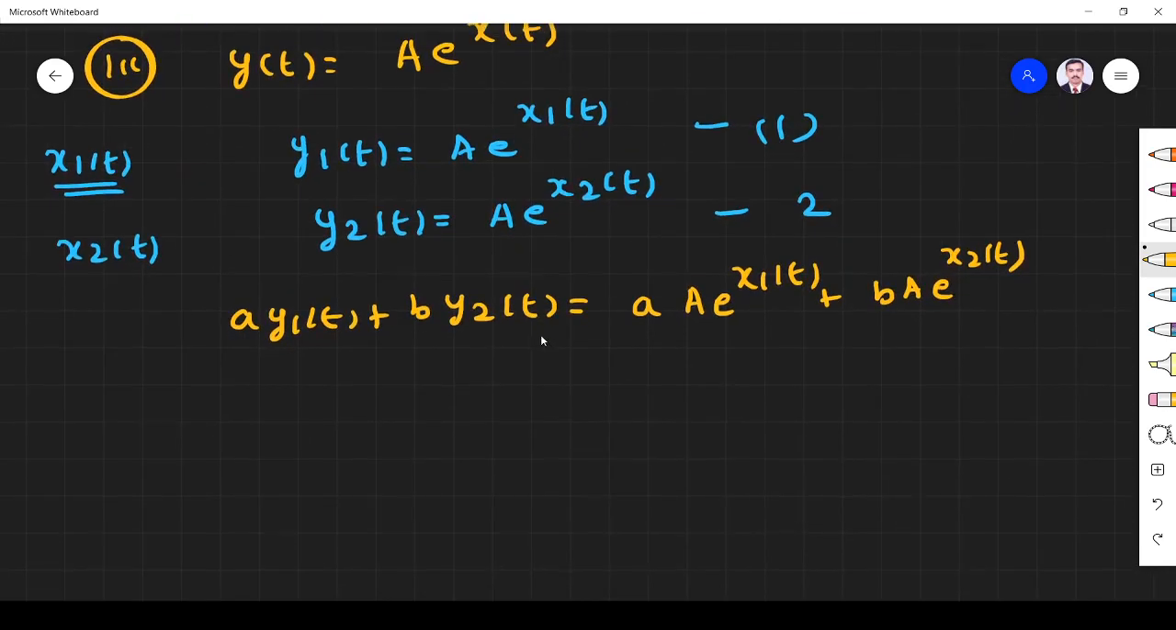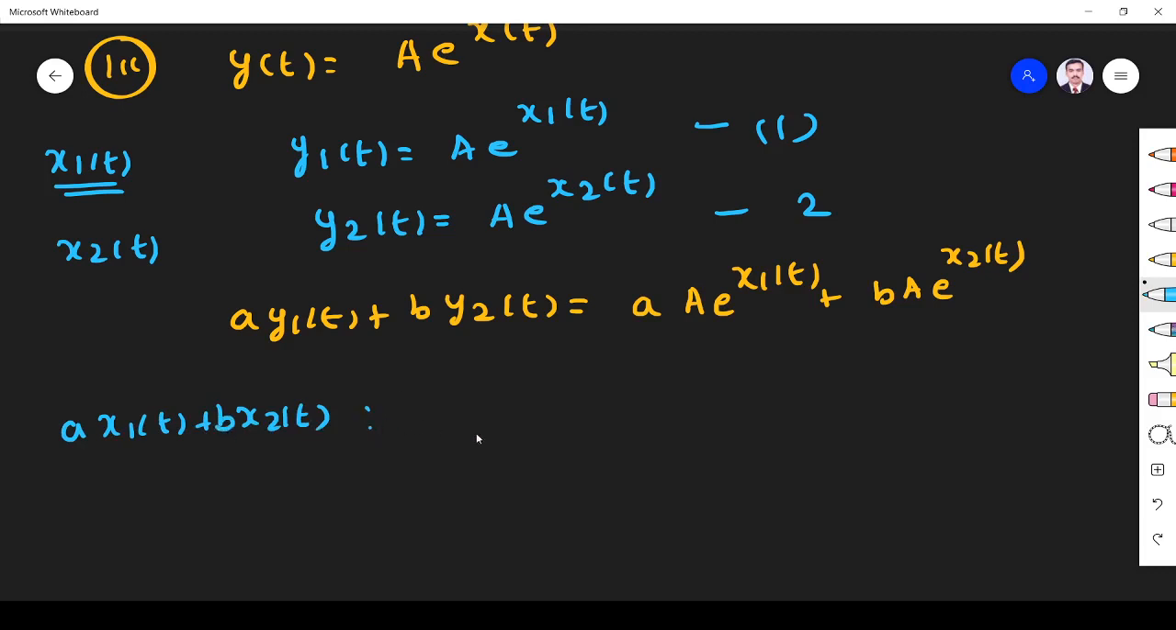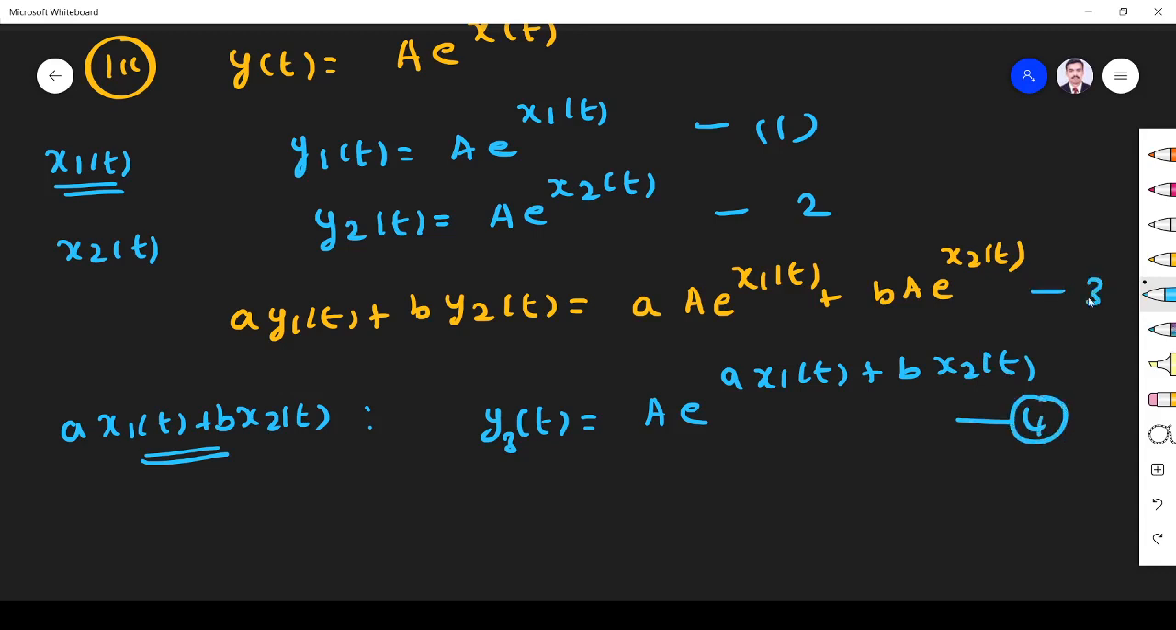Now what I have to do? I have to find output due to weighted sum of input. Now what is my weighted sum of input? Sum of input is x1 of t plus x2 of t. Weight means scale x1 by a, x2 by b. That output is y3 of t, that is equal to a into e. Instead of x of t, I have to substitute this input. So a e power a x1 of t plus b x2 of t. This is equation number 4. This is equation number 3.